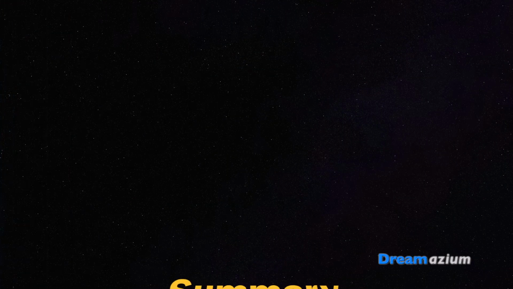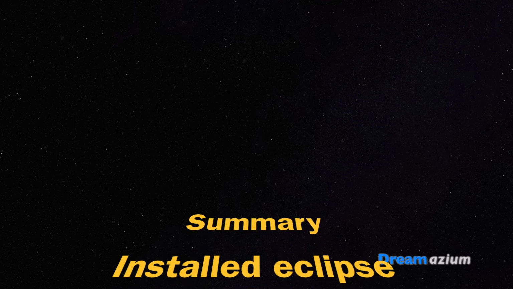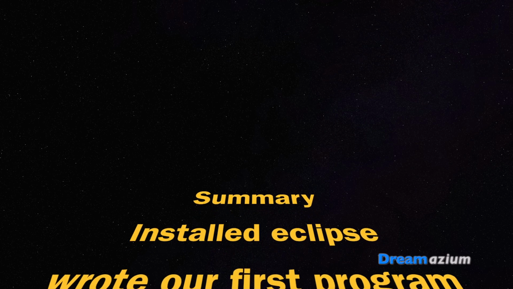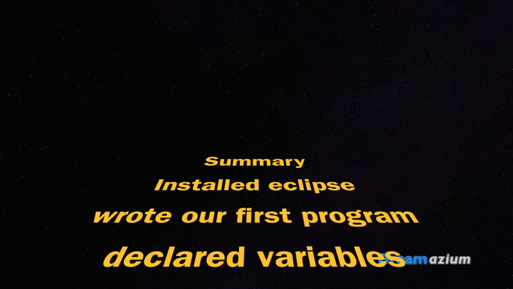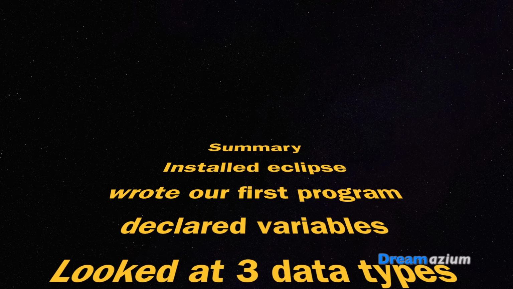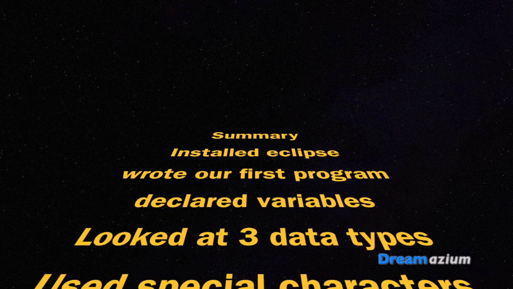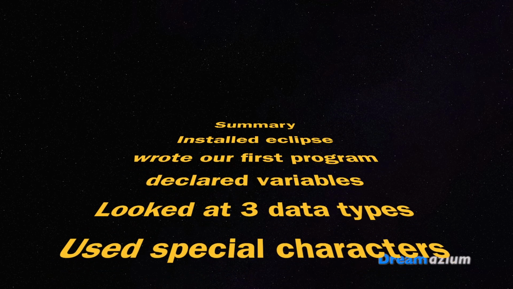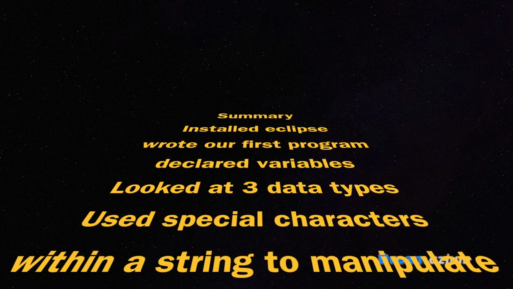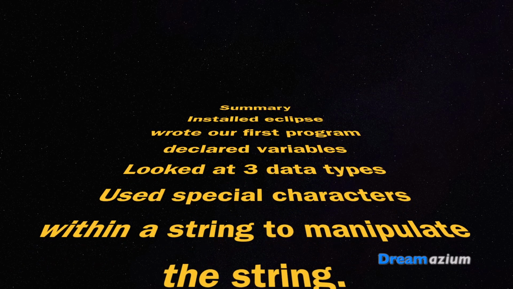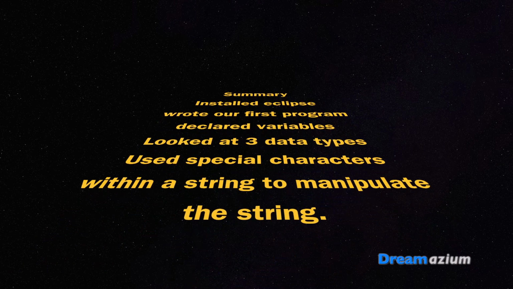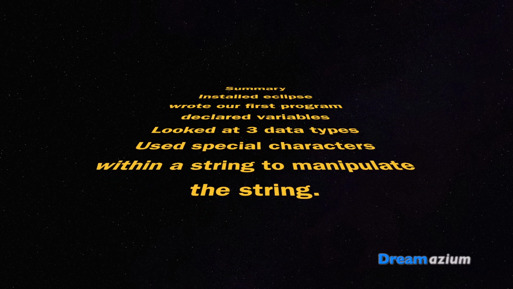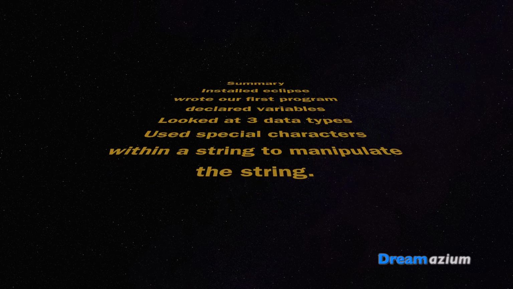To summarize, we've installed Eclipse onto Ubuntu. I've shown you how to write your first program, and we went over data types. The data types we went over were strings, integer, and double. I also showed you that we could use special characters within a string when we were printing it out to space them out either onto different lines or to use a tab.